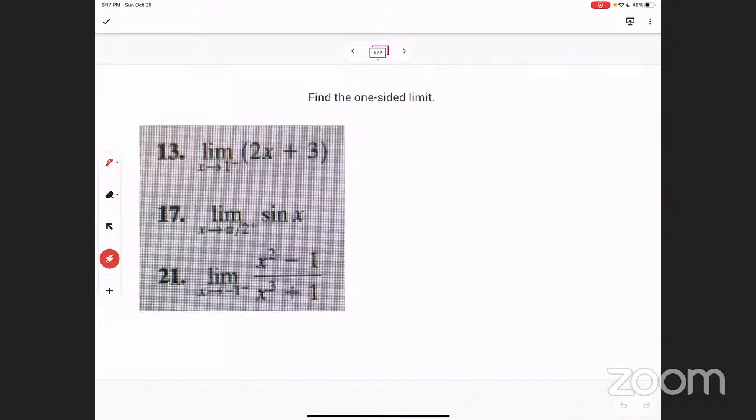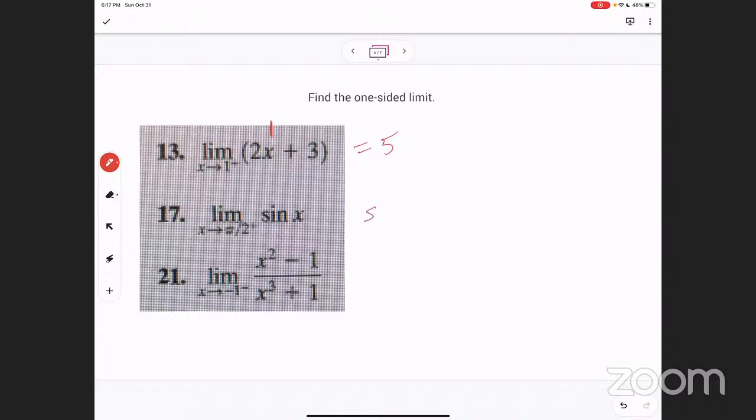Find the one-sided limit. Well, that one-sided limit is just going to be when you plug in 1, there's no problem. It's not discontinuous. So literally just plug in 1 and there's your answer. Because for that problem, there's no issue. If you can plug in a number, just plug it in. If it's continuous there, it doesn't matter if it's a right-handed limit or a left-handed limit. Okay. Same with this one.